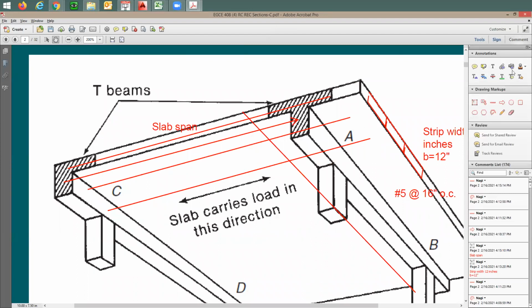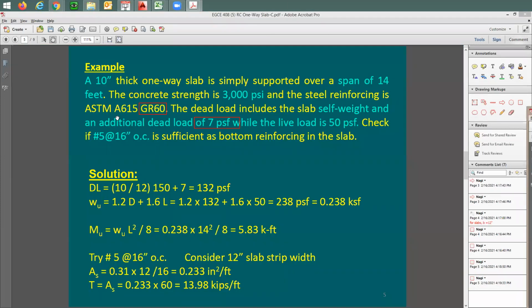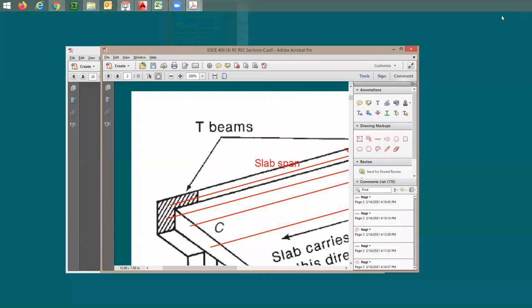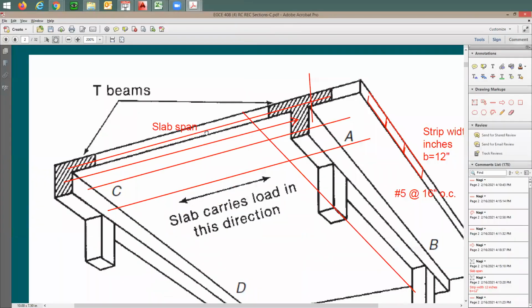In our case, our slab ends right here. We don't have this. It's going to be only one span. Our slab in this example is going to be only one span. Right? It's going to be one span.